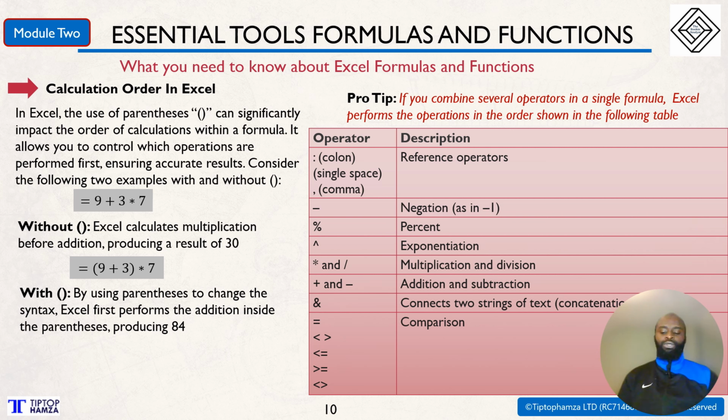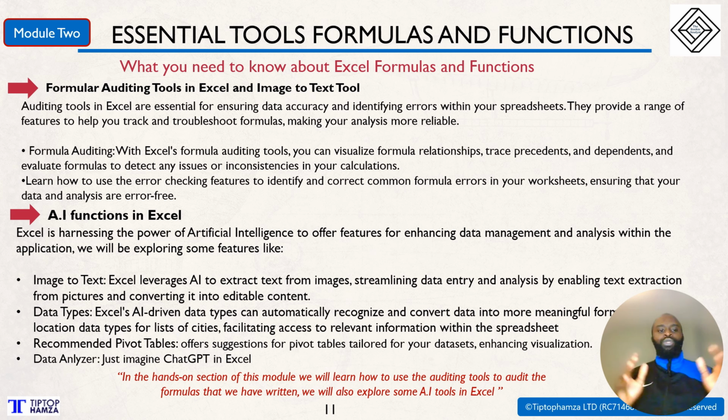So now we're going to look at the last part of what you need to know about Excel formulas and functions, which is the formula auditing tools and AI functions in Excel. The auditing tools in Excel are essential, and, for instance, formulas calculate values in a specific order, right? So you need the auditing tools to ensure data accuracy and to identify errors within your spreadsheet. They provide a range of features to help you track and troubleshoot formulas.